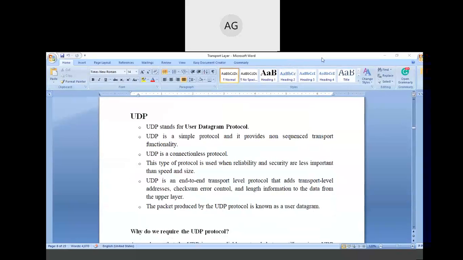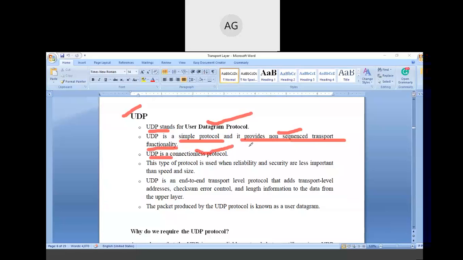Now we will discuss one of the two transport layer protocols, and it is known as UDP. UDP stands for User Datagram Protocol. UDP is a simple protocol and it provides non-sequenced transport functionality. It means here the packets or the message are not given any numbers. That's why it is known as non-sequenced transport functionality. UDP is a connectionless protocol.